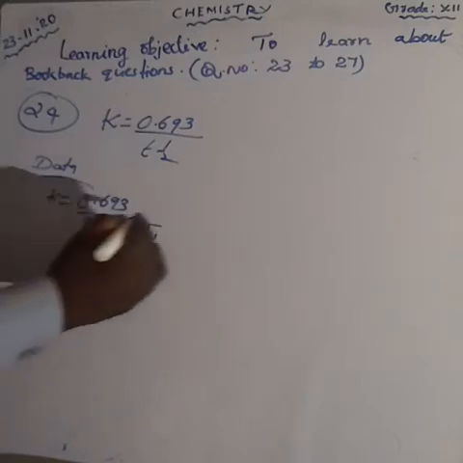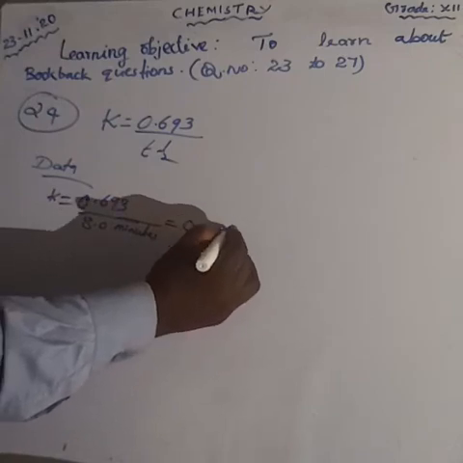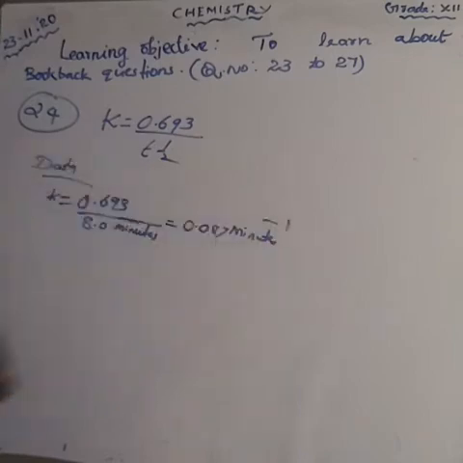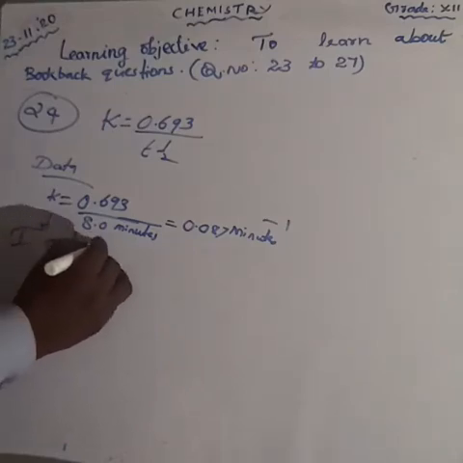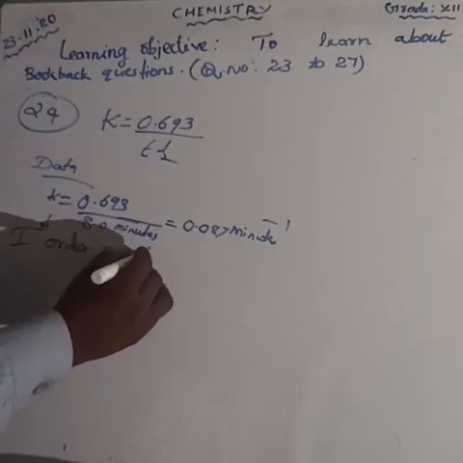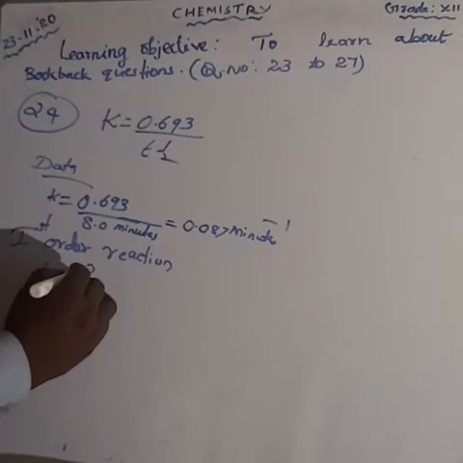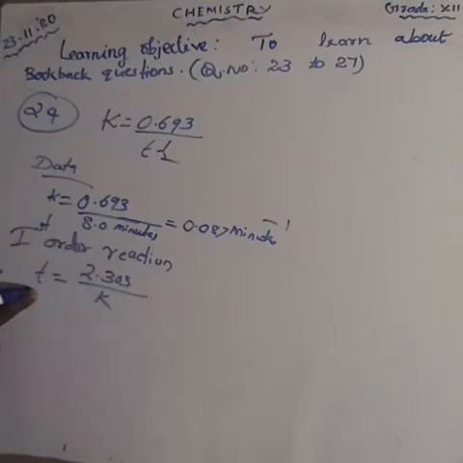Minutes. That is equal to 0.087 minutes inverse. Okay. Then you should write the first order reaction. T is equal to 2.303 by K. We are calculating the time T.